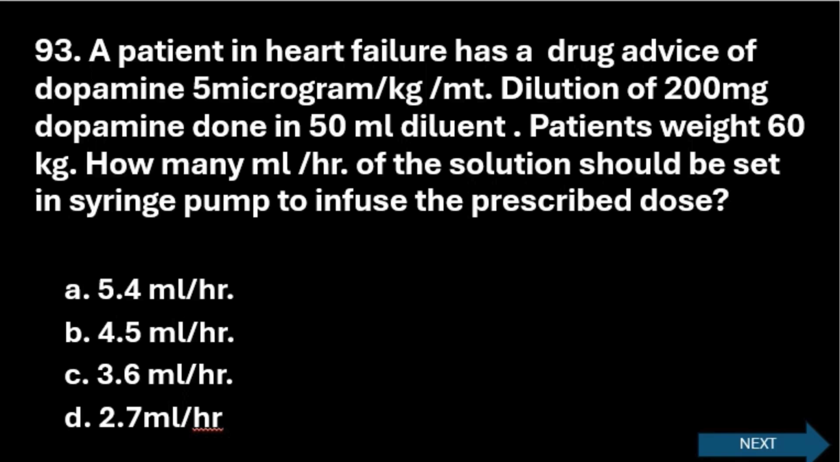Option A, 5.4 ml per hour. Option B, 4.5 ml per hour. Option C, 3.6 ml per hour. Option D, 2.7 ml per hour. Here the right answer is option B, 4.5 ml per hour. Let us see how it is calculated.